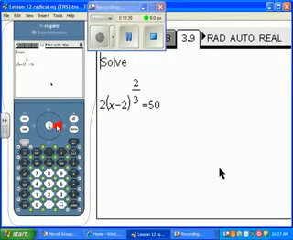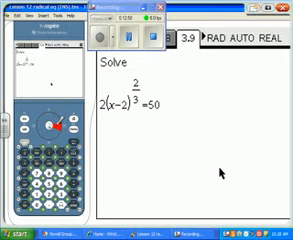We have 2 times x minus 2 raised to the 2/3 power equals 50. Okay, so we know how to change rational exponents into radicals, right? We don't need to do that here. I don't want to make it harder than it needs to be. Okay? What's my first step in getting this solved?